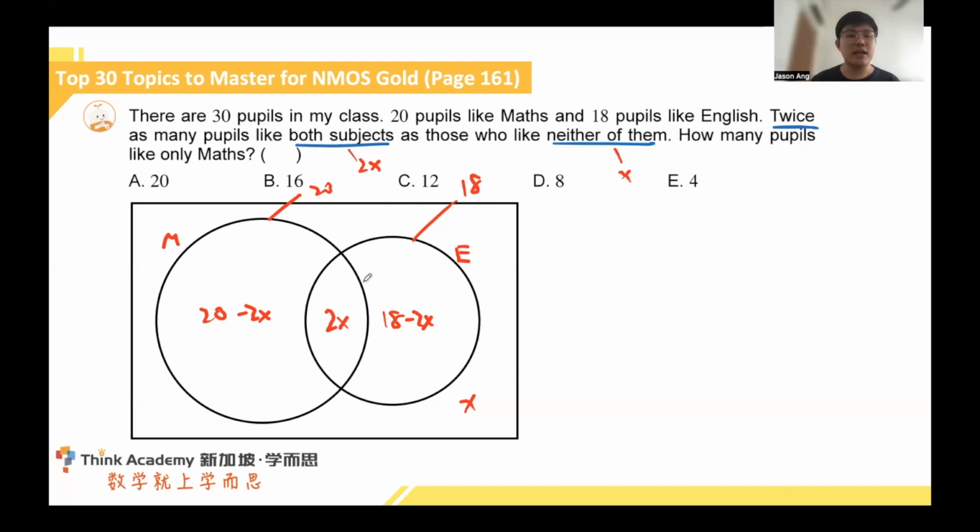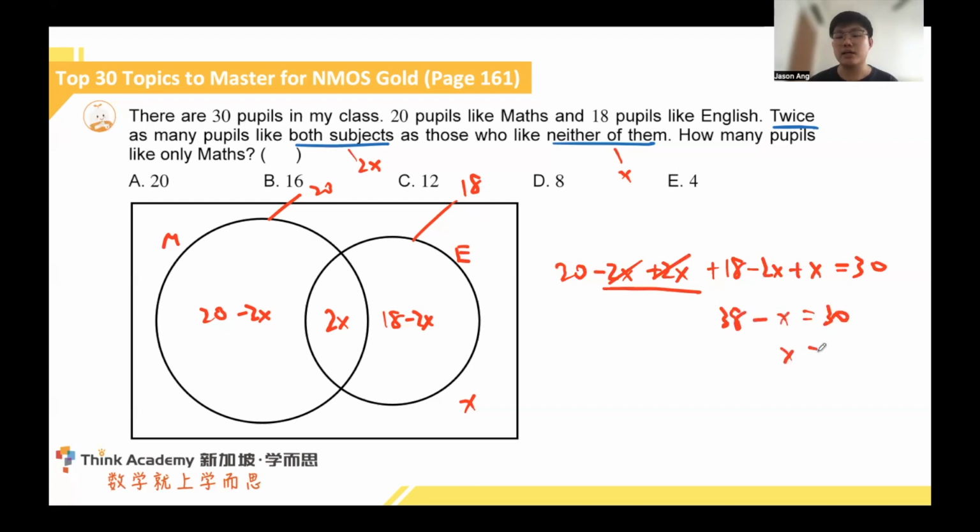If we notice again, adding all 1, 2, 3, 4 values here gives us the total number of pupils. So we add them together. 20 minus 2X plus 2X. And for very obvious reasons, we already noticed this will give us 20, because it represents the full circle, without adding the overlap again. Plus 18 minus 2X plus X, and this gives us 30. So from here, after we do some simple simplifications, 38 minus X gives us 30, where X equals 8.